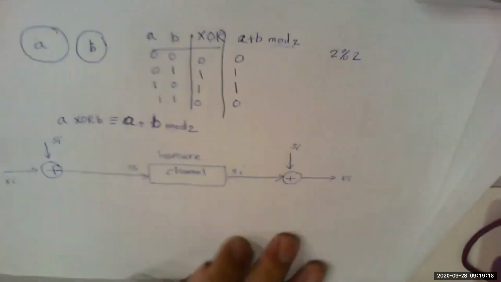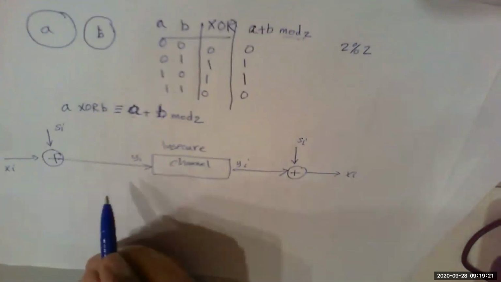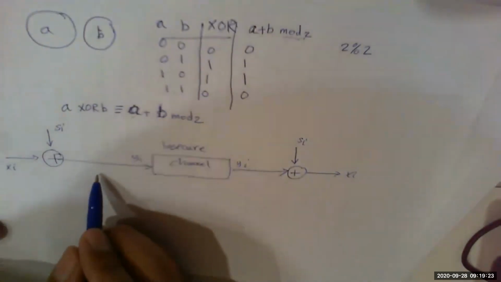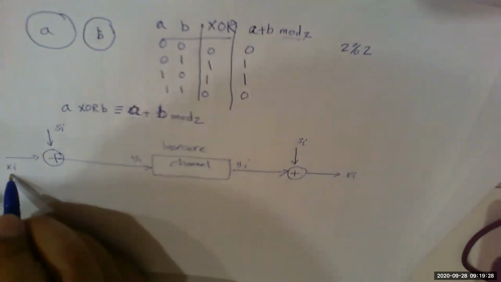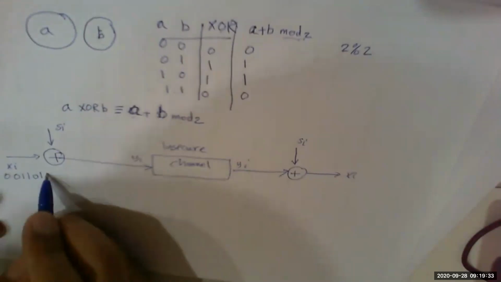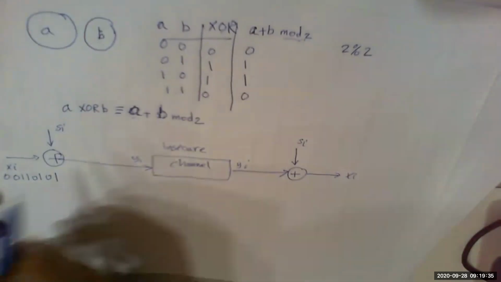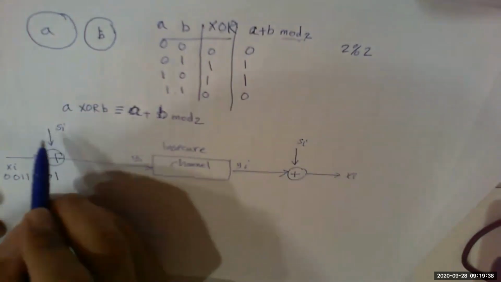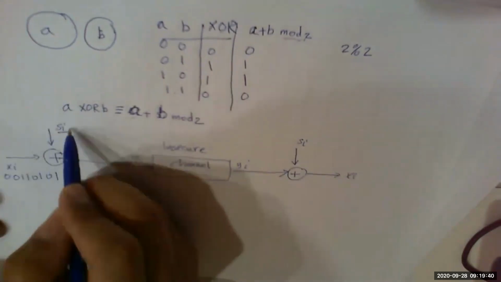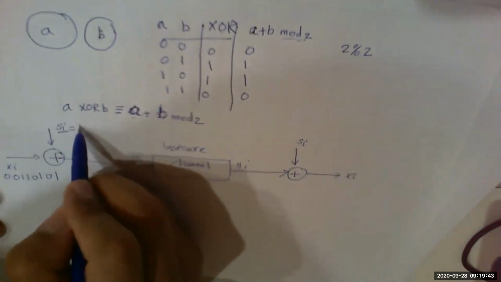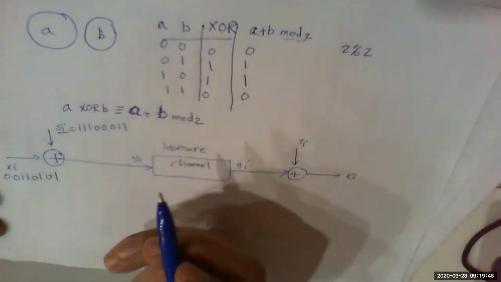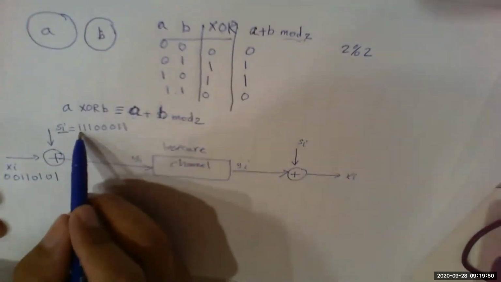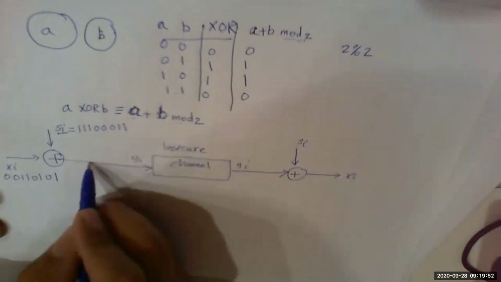Okay, let's take this as an example. For example, the plain text is 00110101. Let's apply it by example. And the SI is equal to 111000011. Okay, let's apply the XOR between these two. So we can say the result is here.